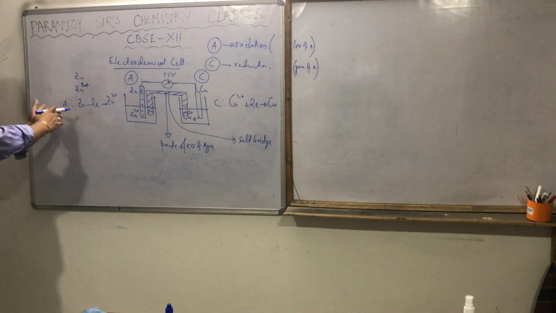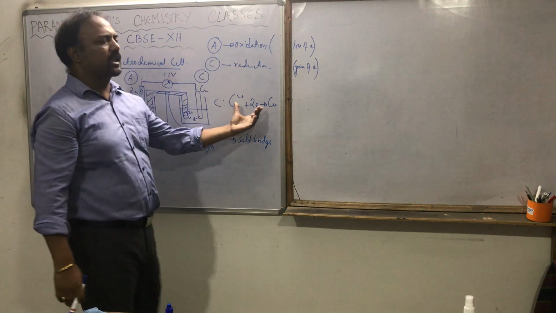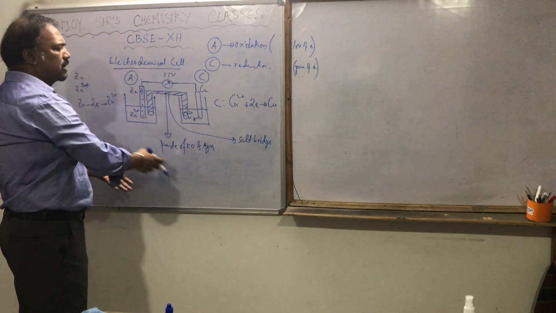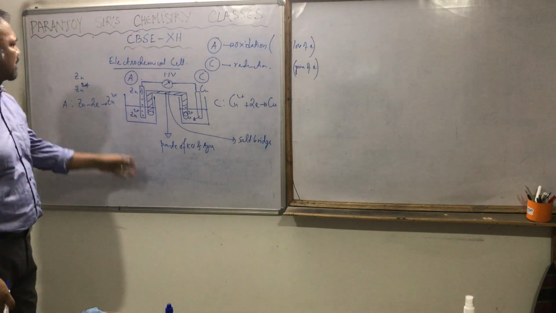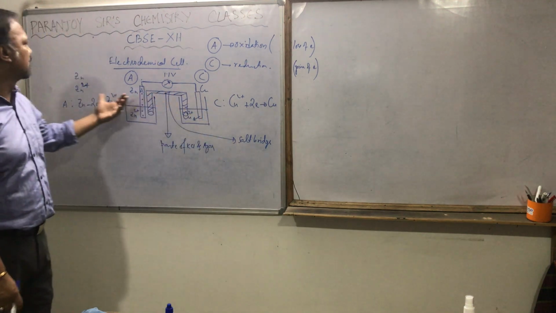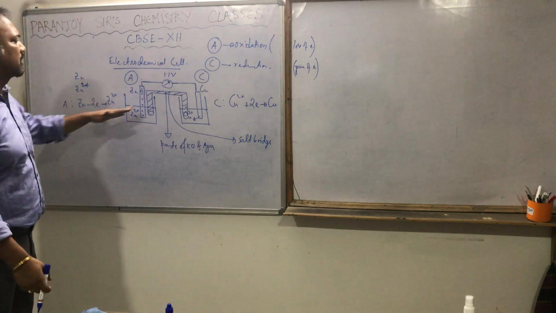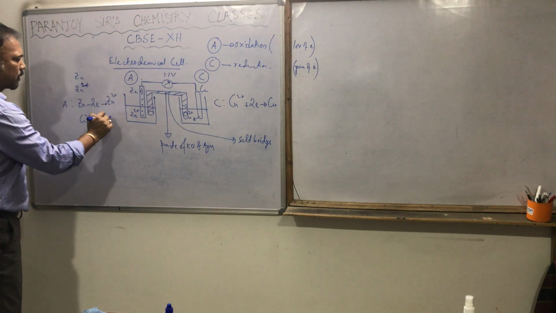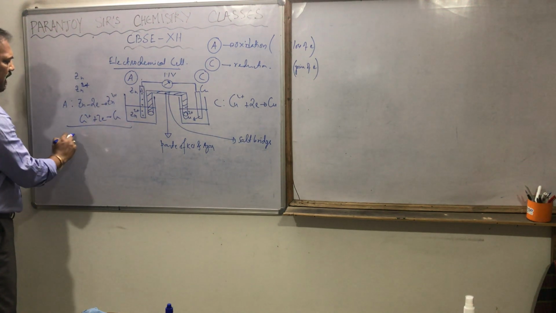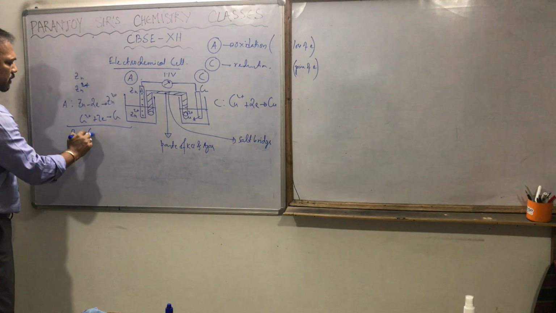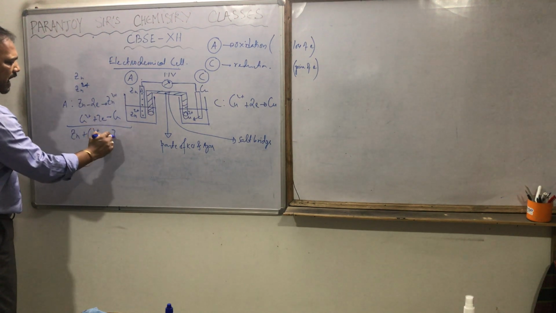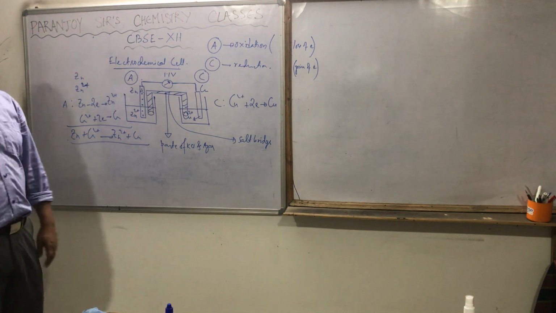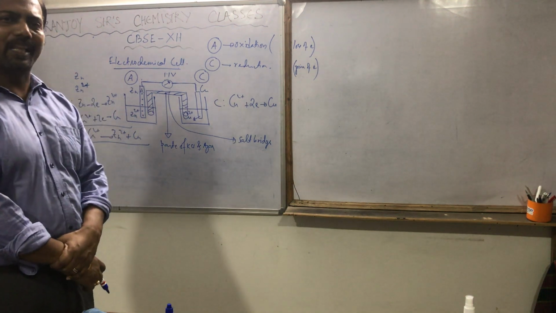So the reaction that is taking place at the anode is this, and the reaction that is taking place at the cathode is this. If I ask you what the overall reaction in the cell is, you can just add these two. So what is the overall reaction? We had already done all these things in class 11. It is Zn plus Cu2+ producing, because the electrons have to be cancelled, Zn2+ plus Cu. This is the whole or overall reaction taking place in the cell.